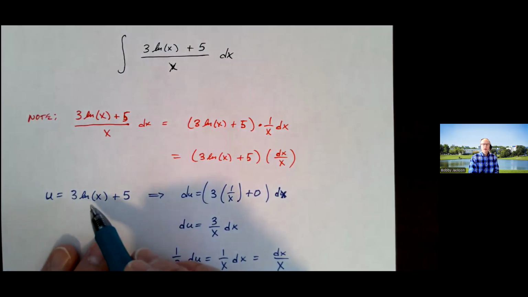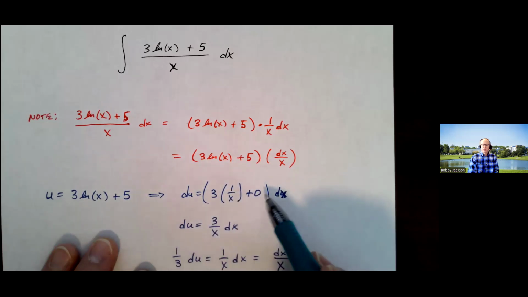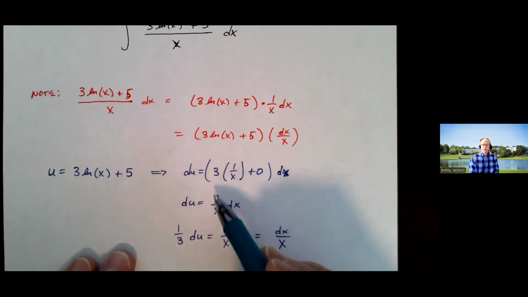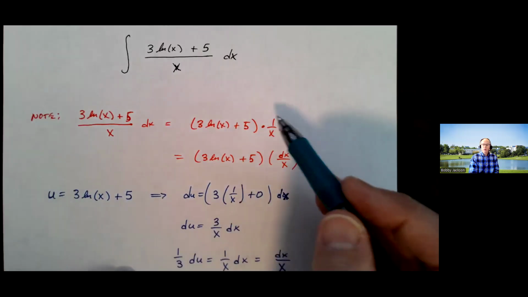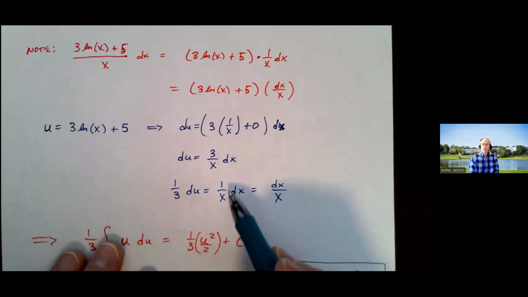Look what happens when I do that. When u is 3 times the natural log of x plus 5, the derivative of 3 natural log of x is 3 times 1 over x. The derivative of 5 is 0. So simplifying, I just get 3 over x dx for du. And then I look over here, I've got 1 over x dx, so I divide both sides by 3, and I get 1/3 du is 1 over x dx.